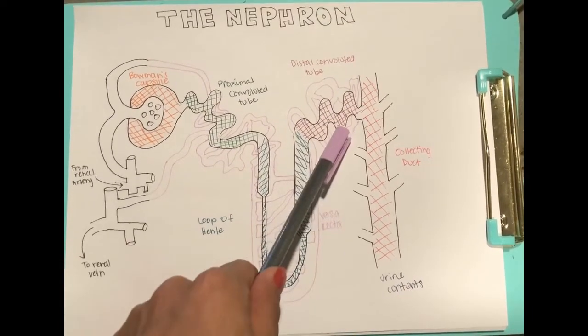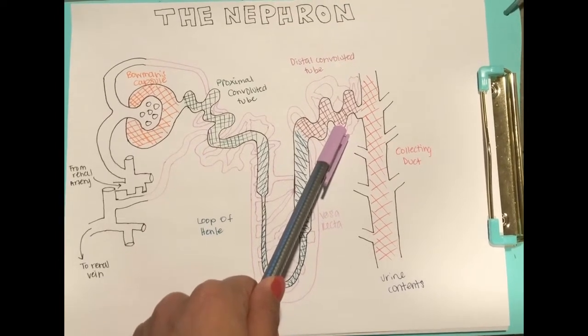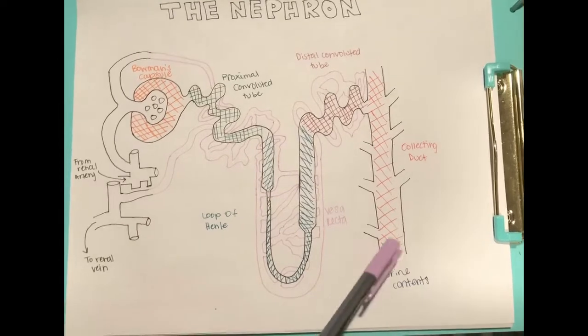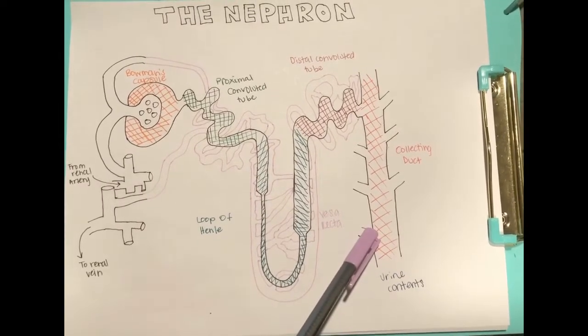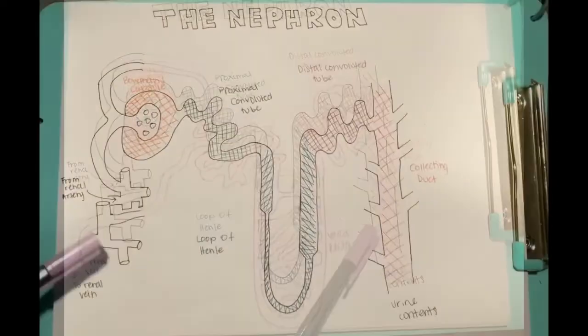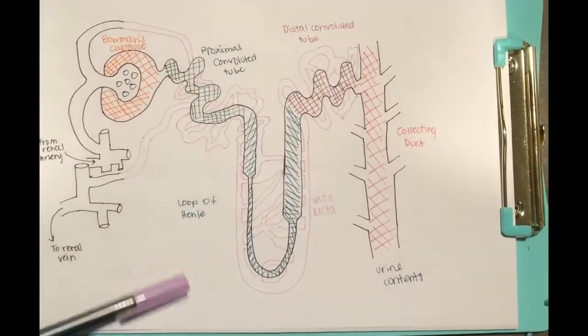Then we have the distal convoluted tube. The distal convoluted tube is the site of secretion and reabsorption. Then we have the collecting duct. This carries urine to the renal pelvis and is also in charge of reabsorption and secretion. Now let's talk specifically about what happens at each step in the nephron.